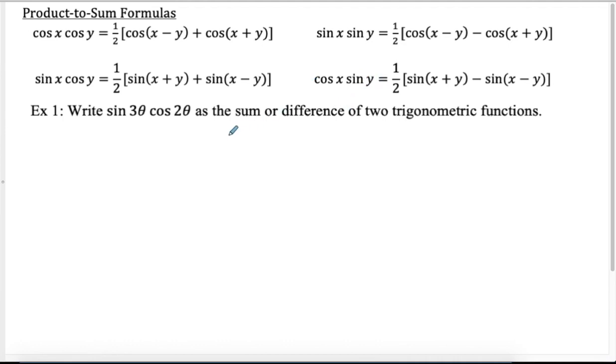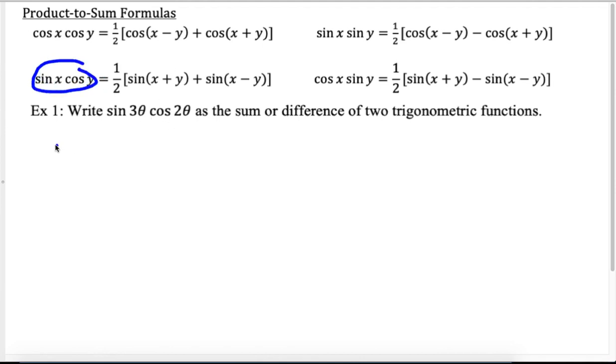So the first thing that we can do with this is a problem like this. Okay, writing sine of some angle times cosine of a different angle as the sum or difference of 2 trig functions. So this is just using my formula. Now, these formulas you will not have to memorize. Okay, for any quiz or a test, I will give these formulas to you. You just have to understand how to use them. Okay, so this first one, sine of some angle times cosine of another. Well, that fits this pattern right here.